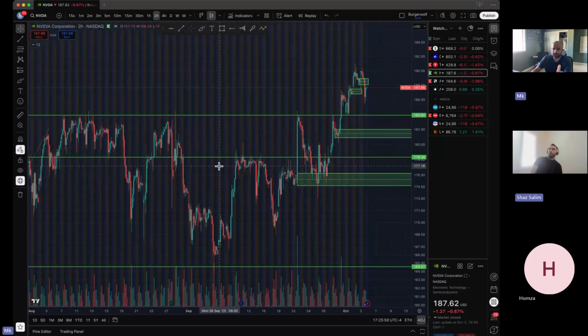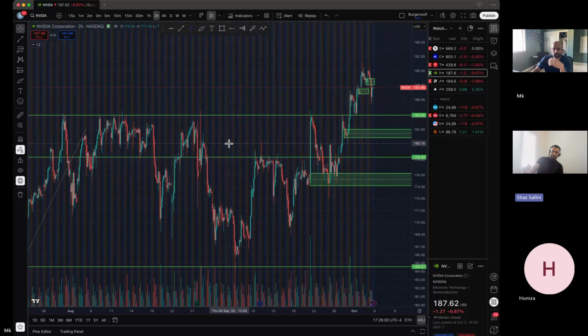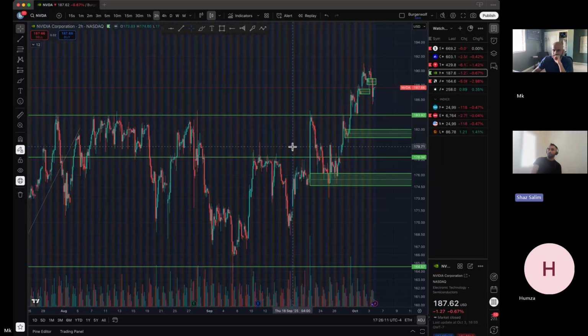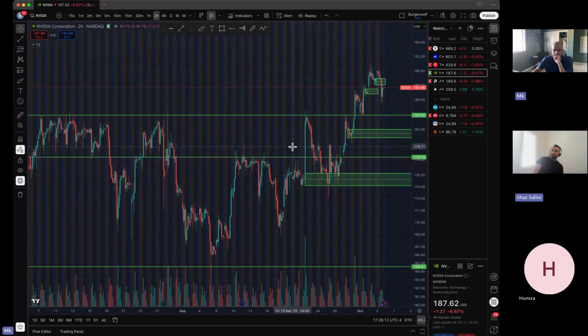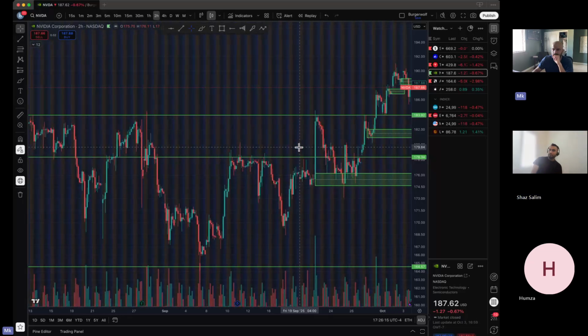Okay, look, that day it broke out when I took it. It could have been a probability that it wouldn't have worked, right? But because of the amount of touches it had, I was like, all right, it's probably more likely going to move, which was the case. So exactly what we're talking about on Apple, Hamza.